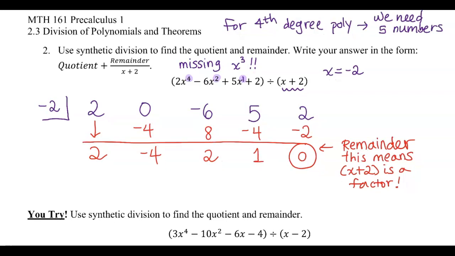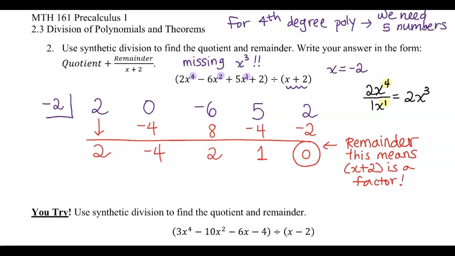They wanted us to write the answer. So let's write the answer. Notice we started with x to the 4th power. And we divided by 1x to the 1st power, right? So leading coefficient is 2. And the degree of the quotient will be 4 minus 1, 3. So here's the quotient.